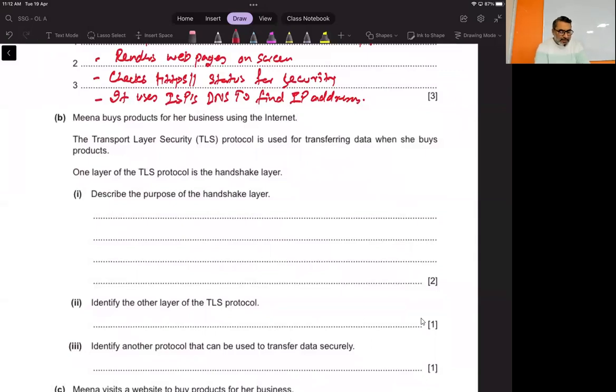All right, so there are two layers, the handshake layer and the record layer. The handshake layer basically handles encryption. Whatever encryption and decryption happens, all the encryption and decryption keys are handled by the handshake layer.